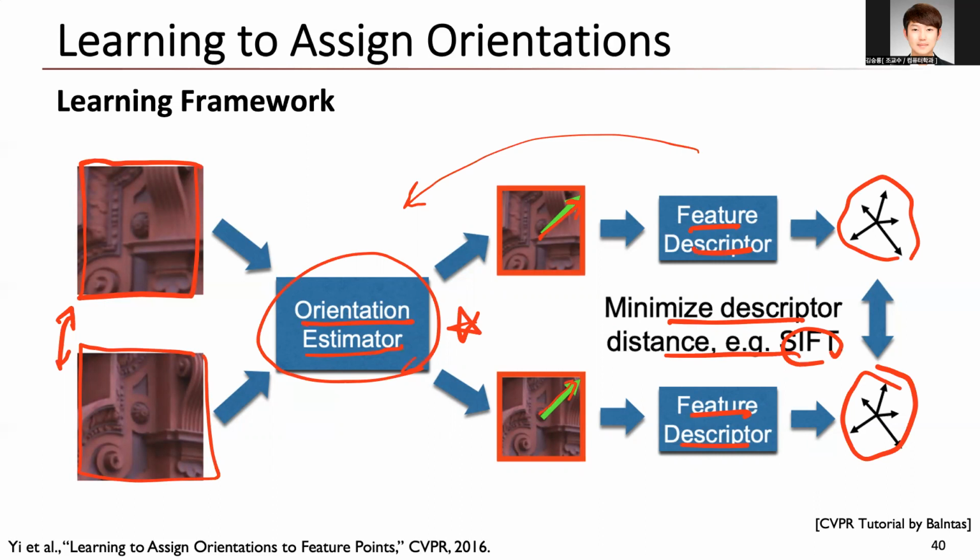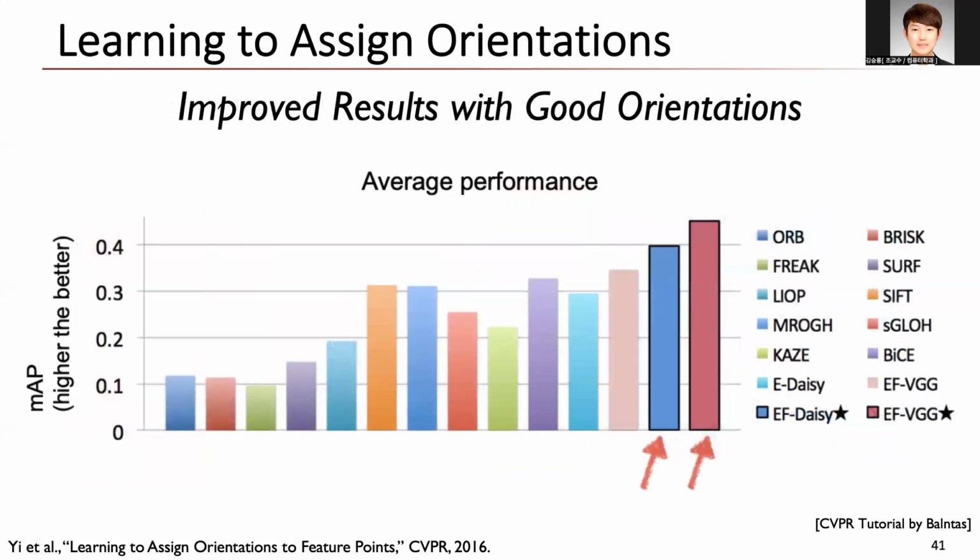task. So this simple baseline shows that the result improves with good orientation estimation. With different backbone feature vectors, the orientation estimation technique highly boosts the performance. This is learning to assign orientation, the CVPR 2016 paper.